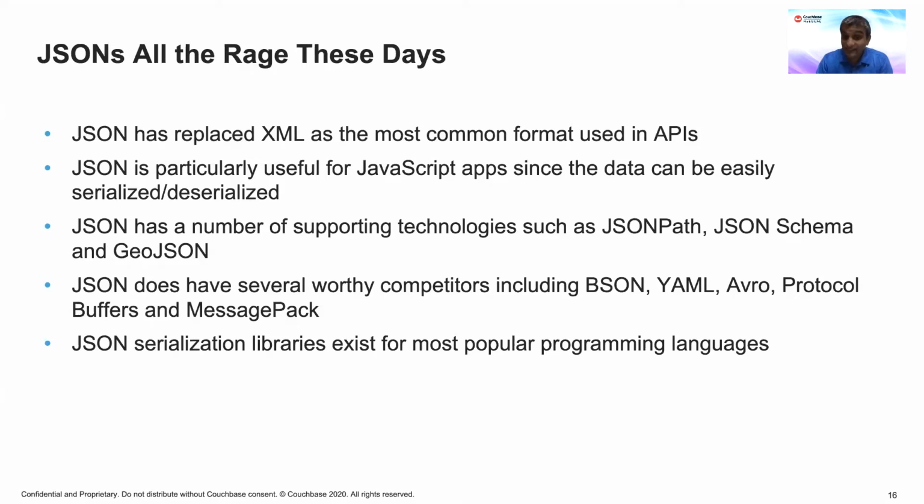JSON has several worthy competitors like BSON, the format MongoDB uses to store data, YAML, Avro, protocol buffers, or MessagePack, different formats to do different things. JSON serialization libraries like Jackson or GSON exist for most popular programming languages. So you can use either of them.